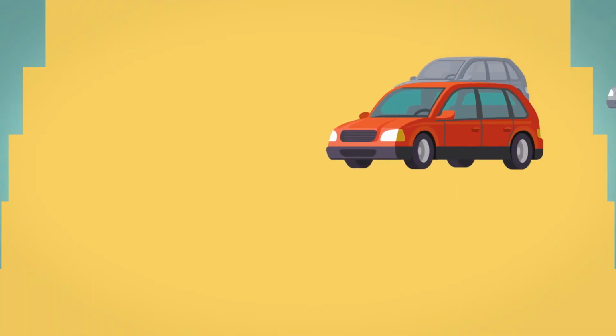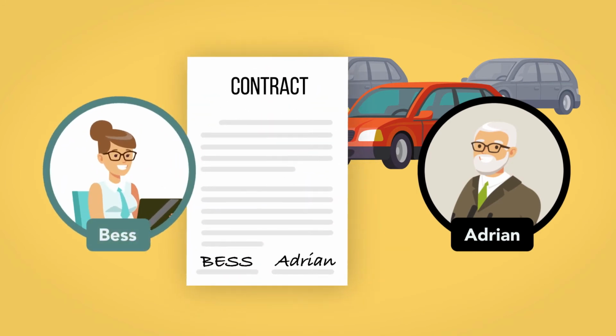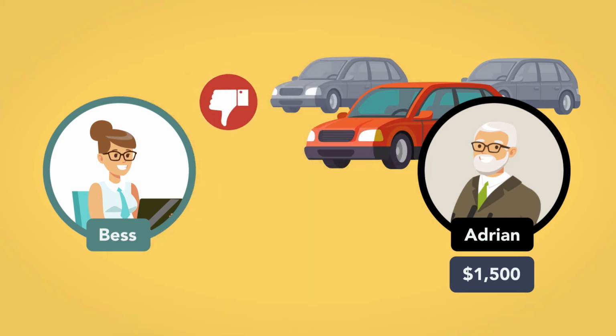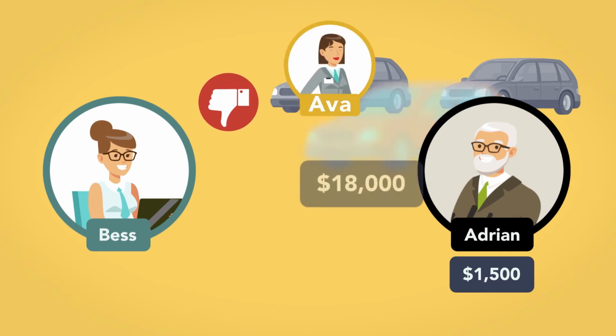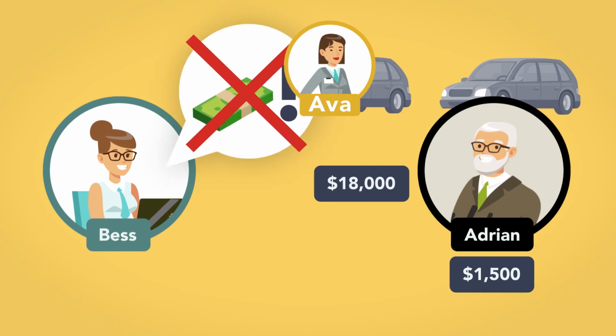For example, imagine Adrian's Autos contracts to sell Bess an identified red brand new Chevy Cruze for $18,000. Adrian stood to make $1,500 on the transaction, since his invoice price was $16,500. Bess breaches and refuses to go through with the purchase. The next day, Adrian sells that car to Ava for $18,000. Bess claims that Adrian suffered no damages, since he was able to cover by selling to another purchaser for the same price that Bess would have paid.